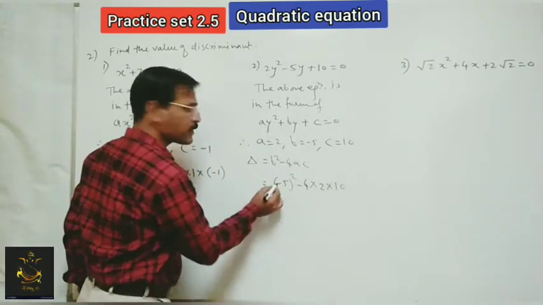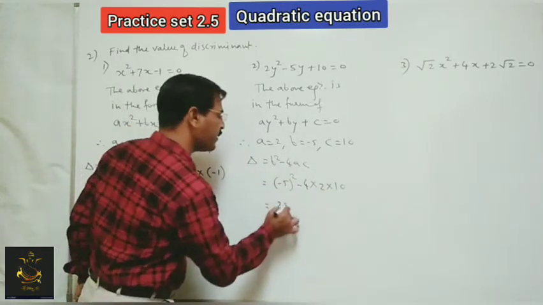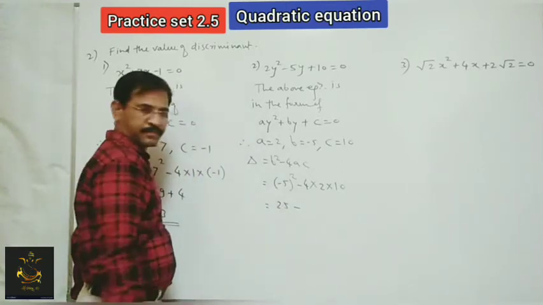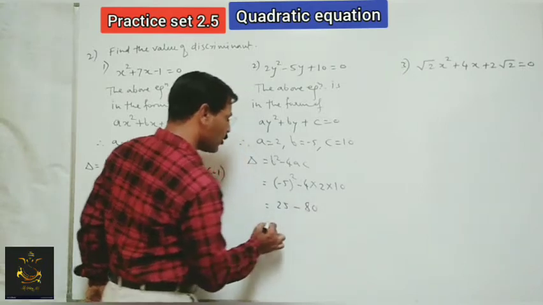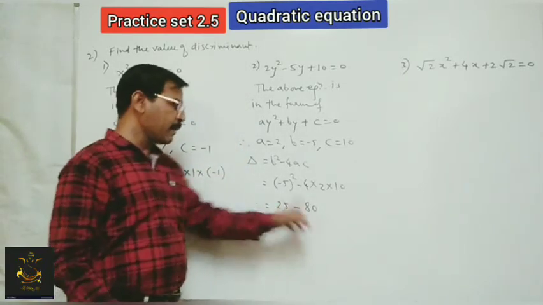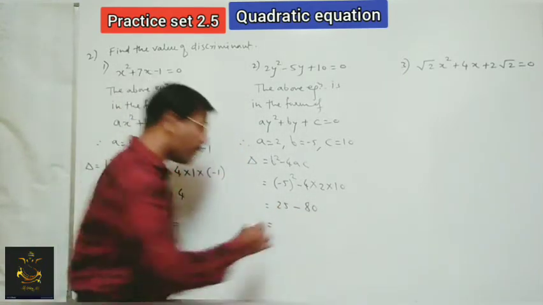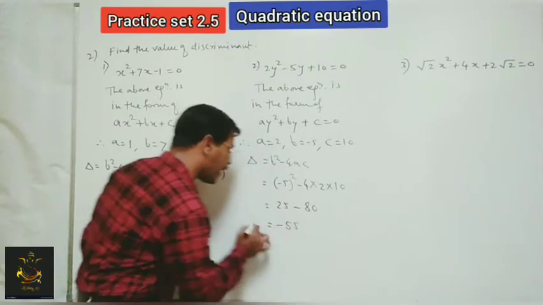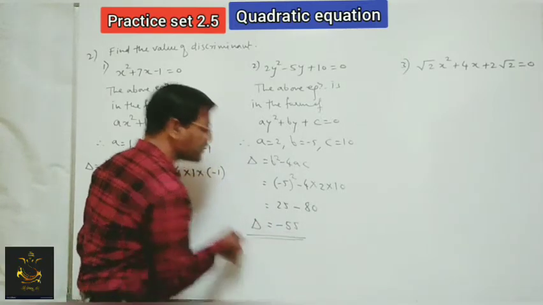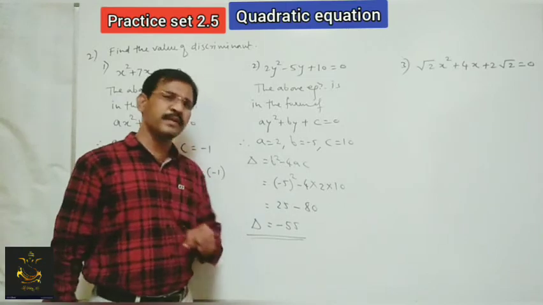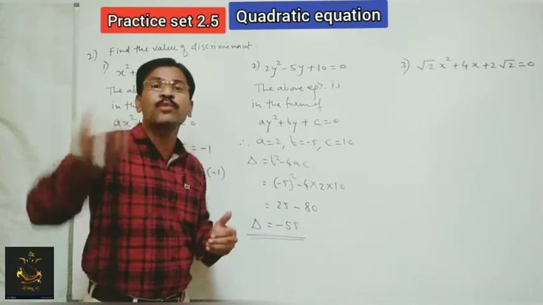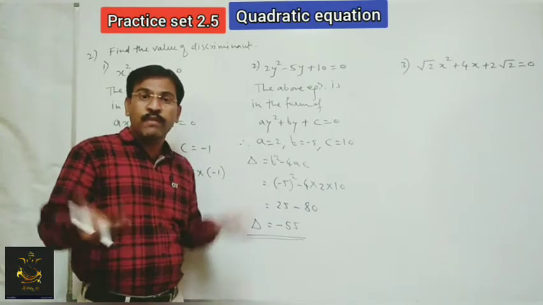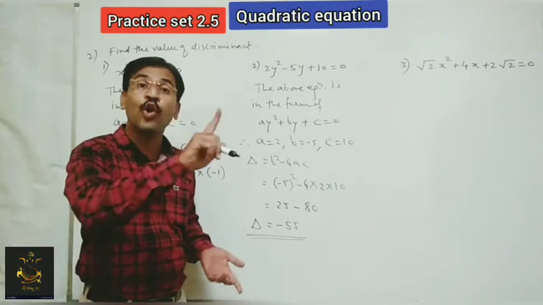Minus 5 square is always positive. 5 square is 25, minus 4 into 2, 8 tens are 80. Now tell me, 25 minus 80, what is it? Minus 55. This is delta, meaning discriminant. Think here, delta is negative. What is the nature of the roots? Yes, the roots are not real.